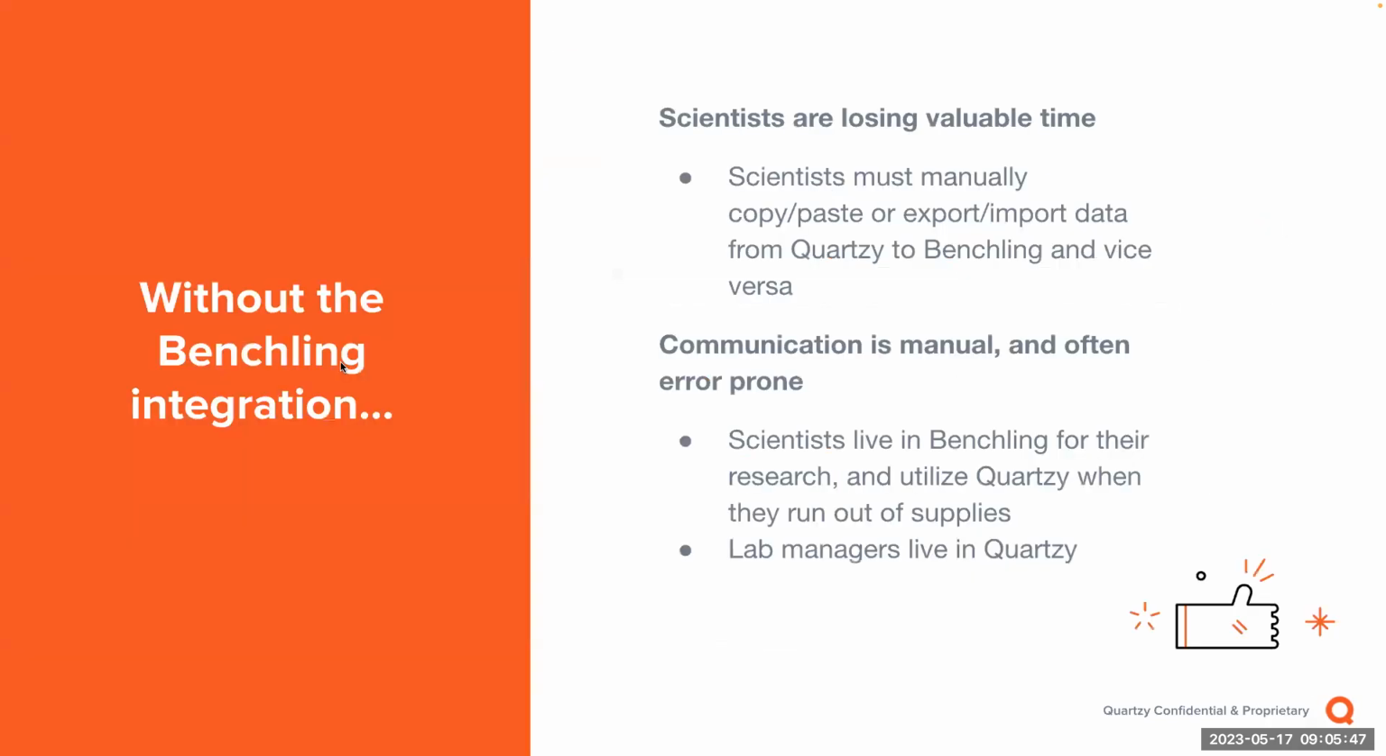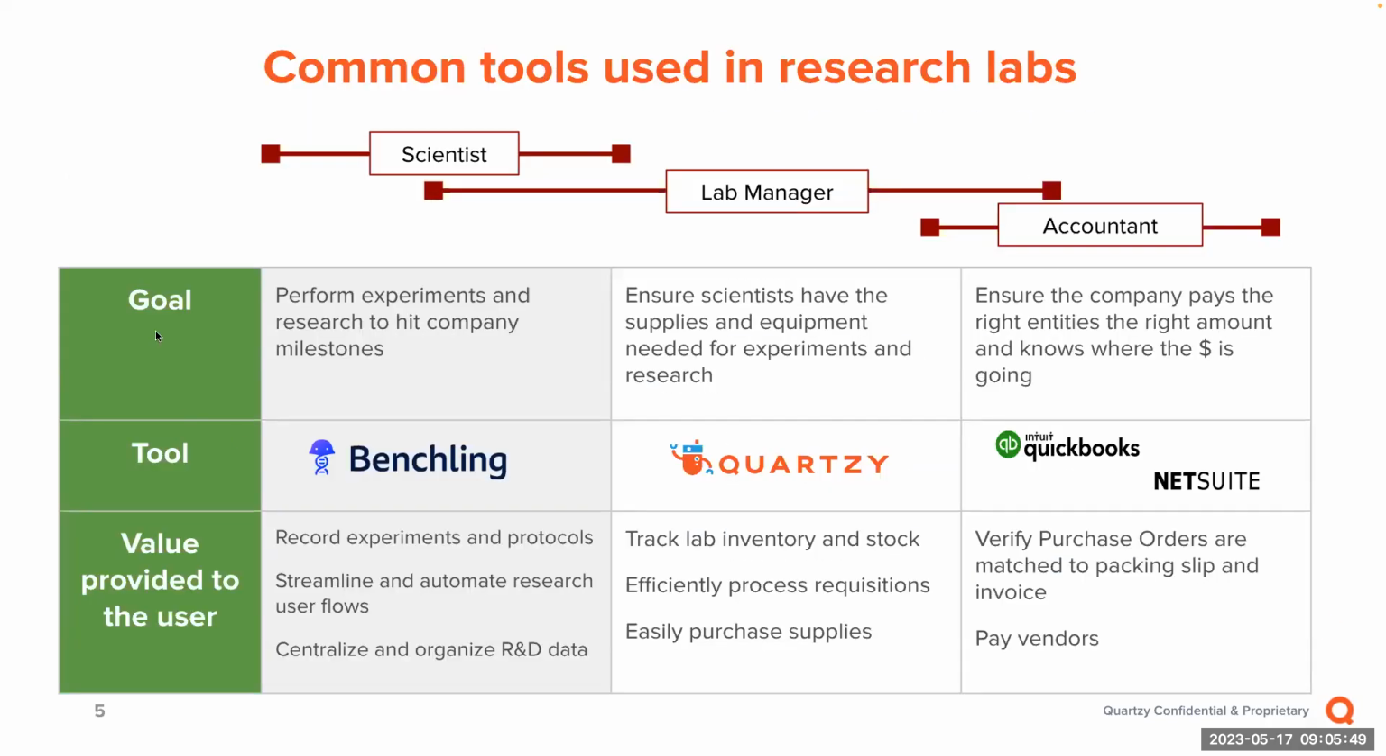You can see the goal of the Benchling tool is to help scientists perform experiments and research to hit those company milestones. In Benchling, scientists are able to record experiments and protocols, as well as attach any important documentation like the material safety data sheets, streamline and automate research user flows, and centralize and organize all of that R&D data.